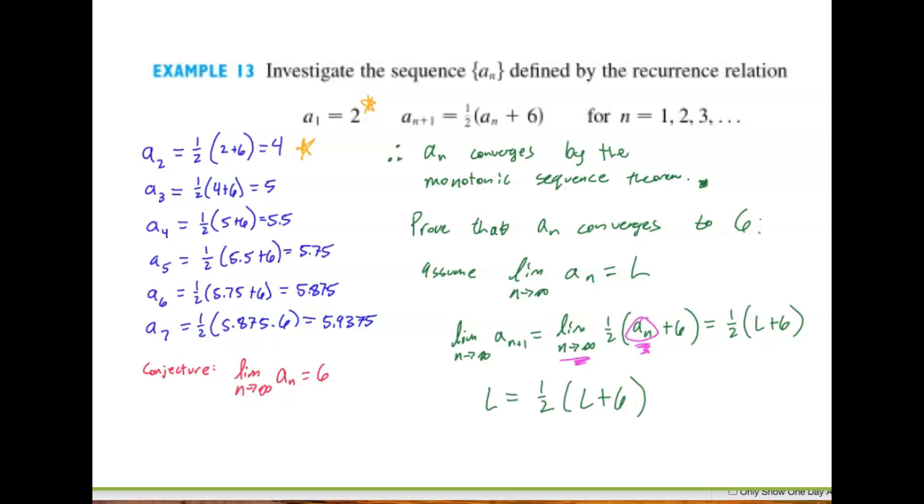Now we just have an algebra problem. So this is L equals 1/2 L plus 3. Subtract 1/2 L over. 1/2 L equals 3, multiply by 2. L equals 6. Therefore, A sub n converges to 6.